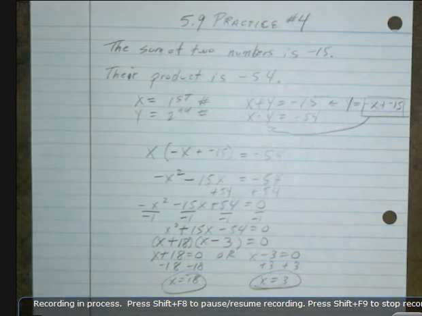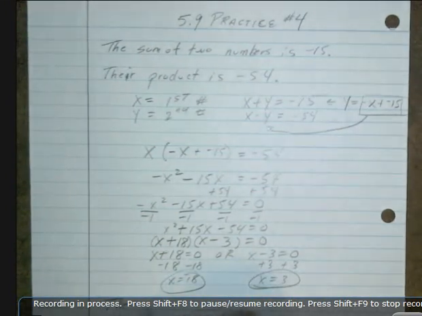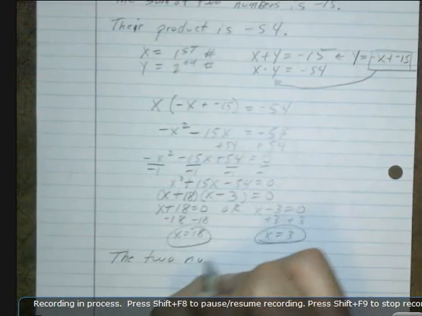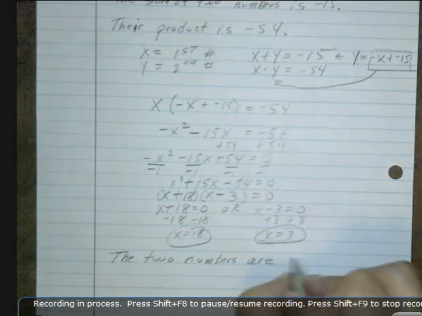So, those are my two numbers, because negative 18 plus 3 is negative 15, and negative 18 times 3 is negative 54. So, the two numbers are negative 18 and 3.